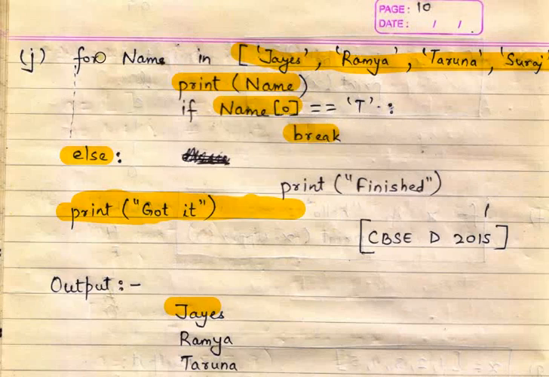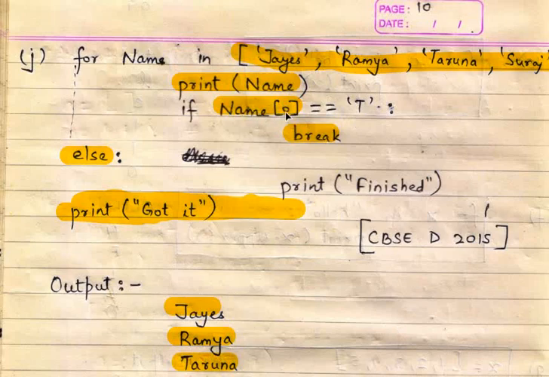Coming to the next iteration, Ramya is stored in the name variable, so we are printing the name variable value, and Ramya gets printed. Now again name[0] double equal to T is false, because name[0] is capital R. Capital R double equal to T is false, so break does not get executed, and we move to the next iteration. Then Taruna is assigned to the name variable, and we are printing the name value, which is Taruna.